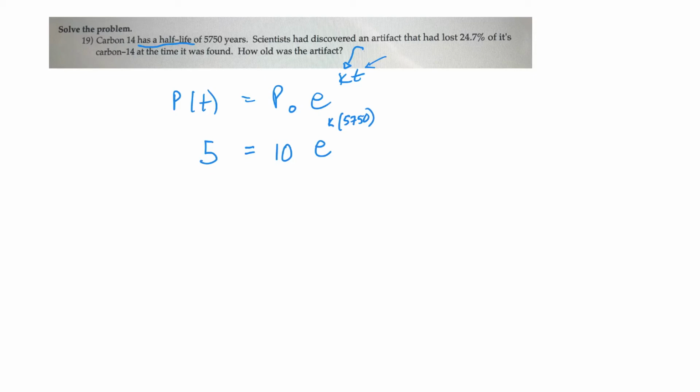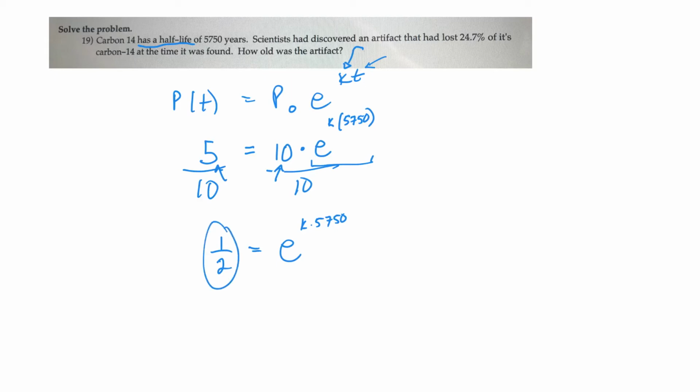Here I've got an exponential equation. To solve it, I need to isolate this part. This is times, so I'm going to divide both sides by 10. And so on this side, I come up with a half is equal to e to the k times 5750. Notice it doesn't matter what number you start with here. As long as this one's half of it, you're always going to come up with that half there. Now since I have an exponent that's a variable, I need to change this to log form. So it'd be log base e of 1/2 is equal to k times 5750.